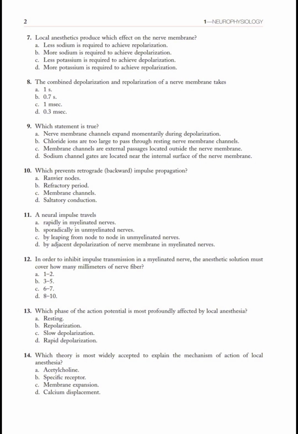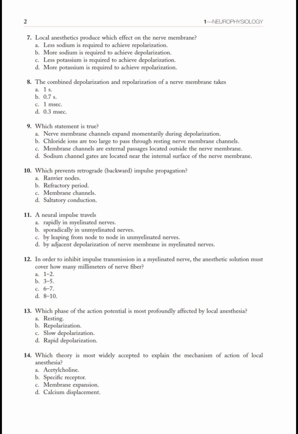10. Which prevents retrograde, backward, impulse propagation? A. Ranvier nodes. B. Refractory period. C. Membrane channels. D. Saltatory conduction. The answer is option B.